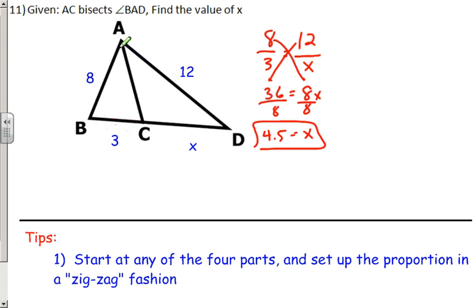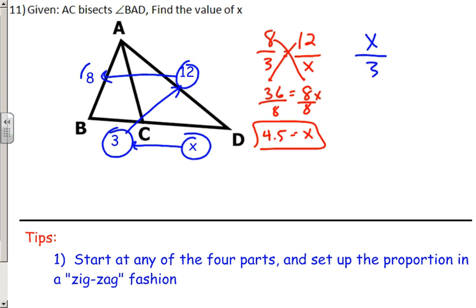Just to show you that you have a lot of freedom with these problems, I can start anywhere. Again, I'll start with the x. So x goes to 3, for example. If I zigzag back, I've got to zigzag back to the 12 and finish with the 8. So I'll say x over 3 equals 12 over 8. Right away, you already see that your cross products are the same. So I don't even need to finish this problem because you've got the exact same thing. You're going to get x equals 4.5 no matter how you do it, if you set up the proportion in that zigzag fashion.